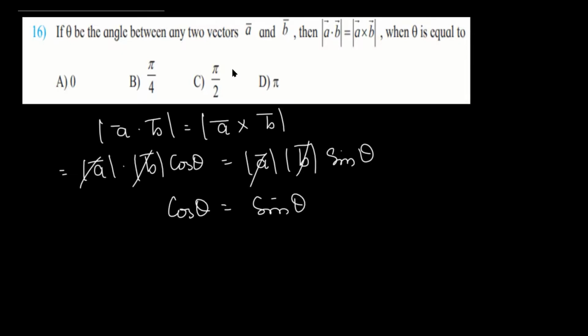In this case the angle is actually 45 degrees, because sin 45 and cos 45, both of them have the value 1 upon root 2, isn't it? So as a result, B becomes the correct option for this particular question.